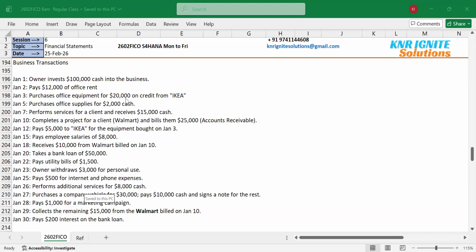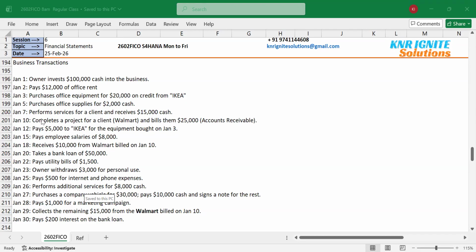So he purchased on credit from IKEA. IKEA is one of the furniture stores where he purchased all his office equipment. And in this case, IKEA will become a vendor to this organization. Then he purchases office supplies for 2,000 rupees, $2,000 in cash.